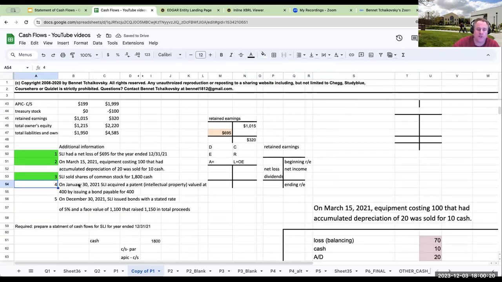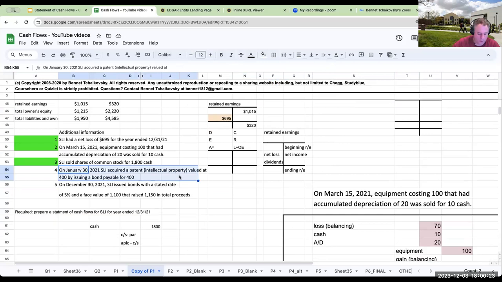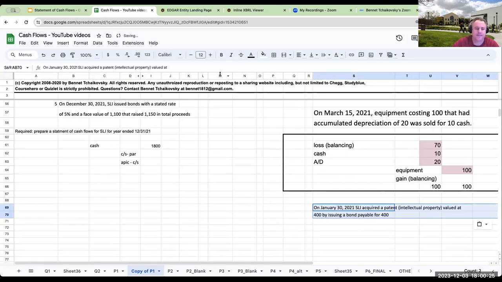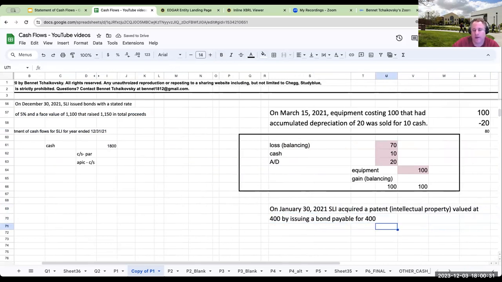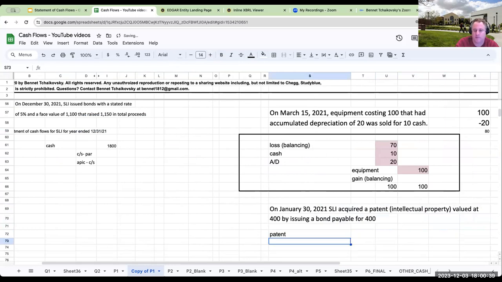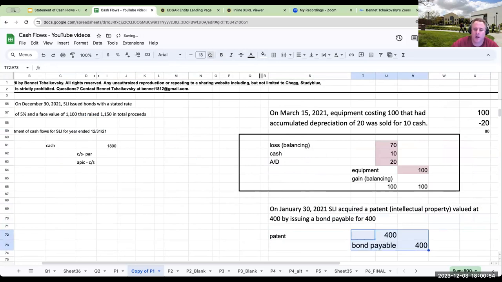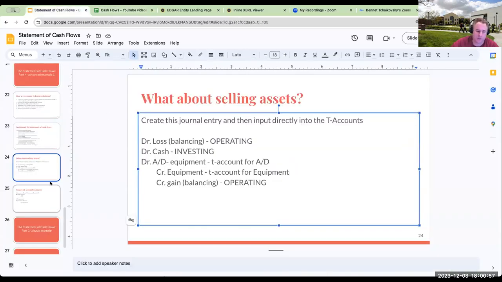Over here, on January 30th, 2021, we acquired a patent valued at $400 by issuing a bond payable for $400. Notice what's happening here. Let's think about the journal entry. I got a patent worth $400. Did I pay cash for that? No, I issued a bond payable. This is something we call a non-cash transaction.